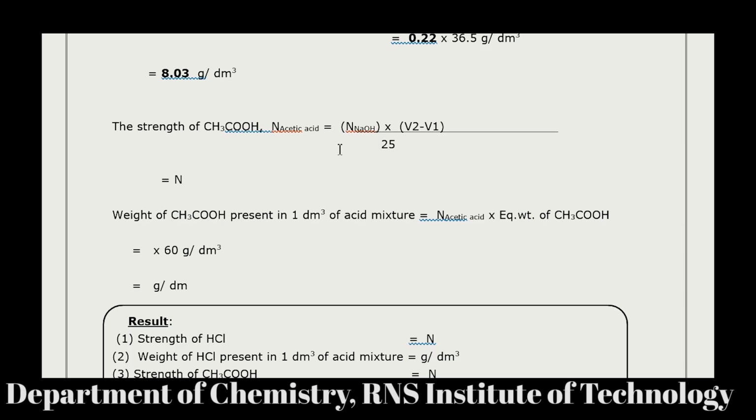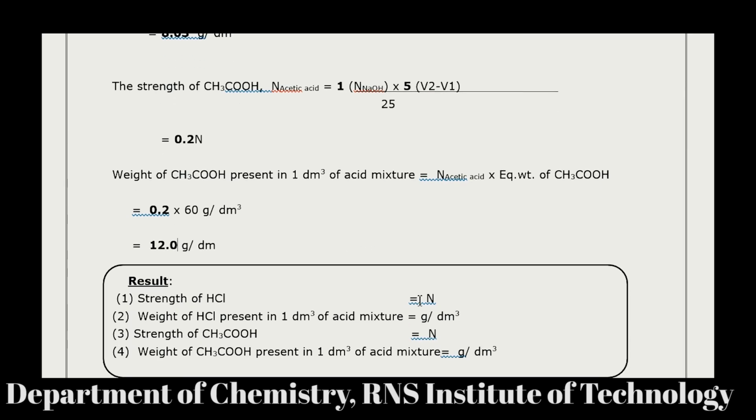The same procedure applies for the acetic acid. The normality of acetic acid will be equal to the normality of NaOH, that is 1 normal, into V2 minus V1, that is 5, divided by capital V, the 25 ml of acid mixture. So 1 into 5 divided by 25 equals 0.2 normal. To calculate the weight of the acetic acid in the given sample, we take the normality of acetic acid, 0.2 normal, into the equivalent weight of acetic acid, which is 60. So 0.2 into 60 gives 12 gram per dm cube.